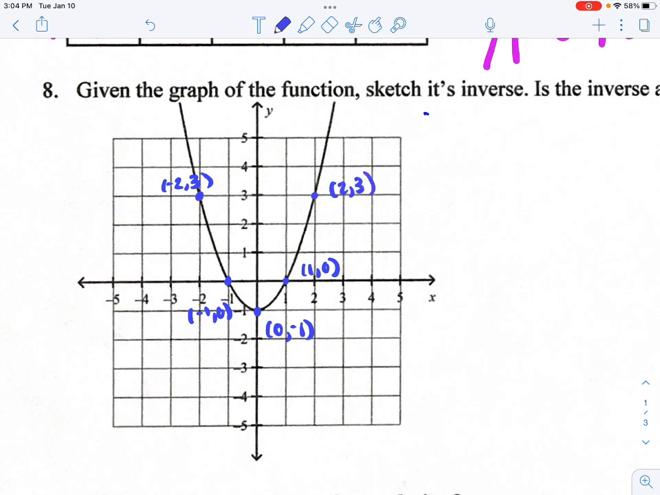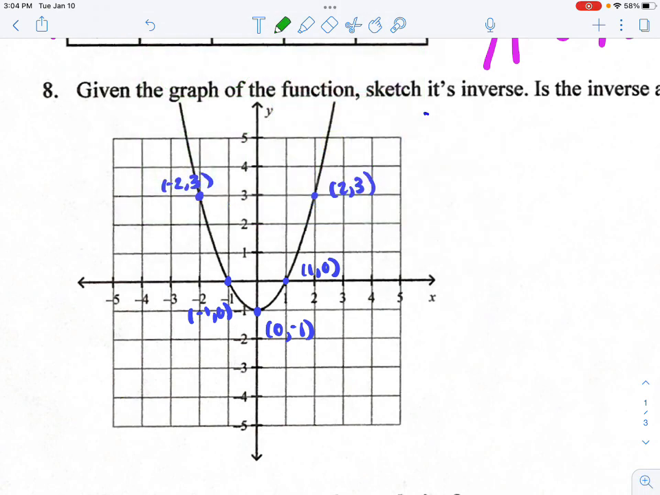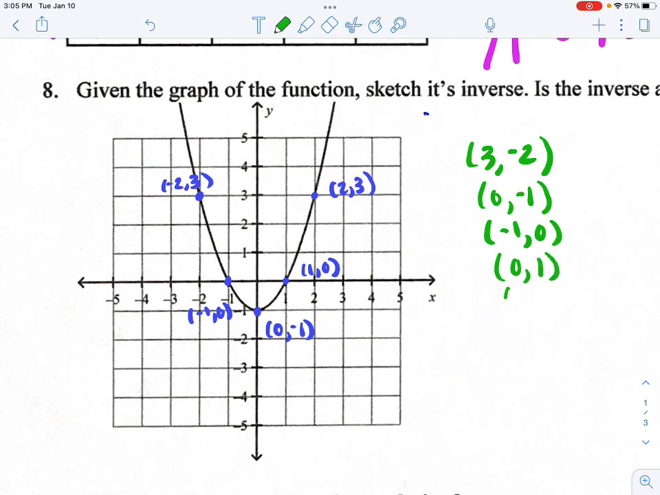Okay, so the reason I wanted to do that is just like how we talked about in class the other day and how we just did on number 7, I know that the domain and range switch. So I'm about to take these points and list them over here on the right-hand side so you can see. I'm going to switch them. So -2, 3 becomes 3, -2. -1, 0 becomes 0, -1. 0, -1 becomes -1, 0. They basically just trade places. 1 and 0 becomes 0 and 1. And then 2 and 3 becomes 3 and 2. So just like the table I did on number 7, my domain and range switch.